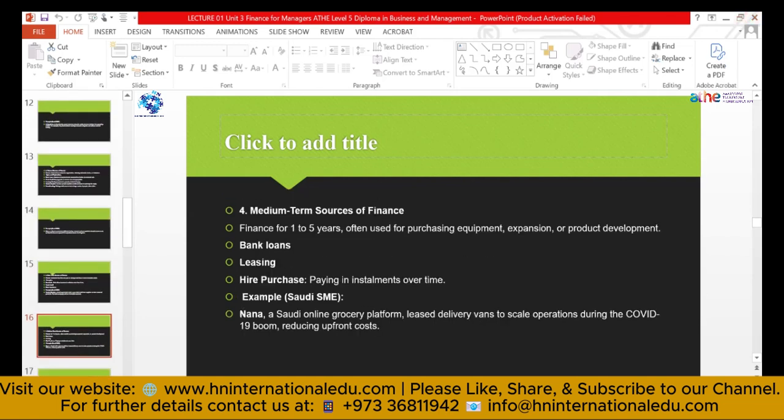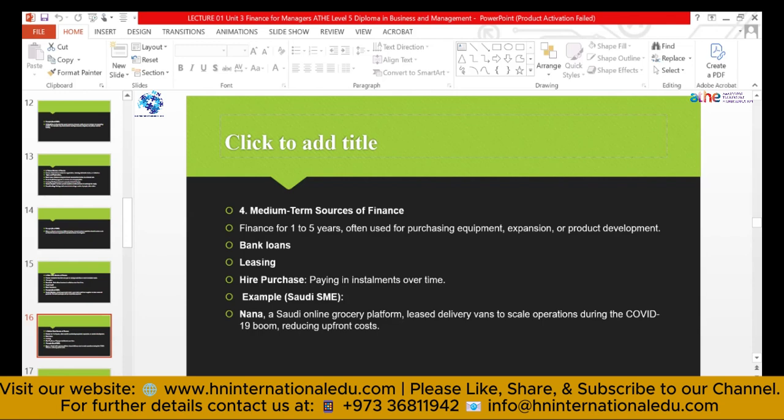Enjoying the amenities, paying afterwards. Medium-term sources of finance: finance for 1 to 5 years, often used for purchasing equipment, expansion or product development. Purchasing equipment, you want to add more machinery. Asset expansion, expanding the business, going for a merger or acquisition or conglomerate. Or product development, you want to make it better.